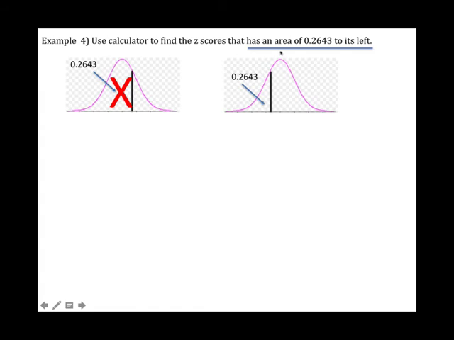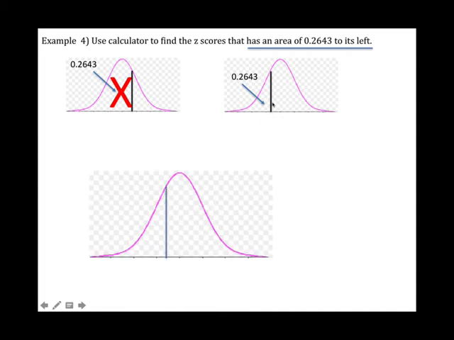One more time: the total area is 1. When you cut it in half, it should be 0.5 and 0.5. 0.2643 is less than 0.5, so this line should be closer, less than half, in here. So now you have the picture here. You know the area from the left is 0.2643.